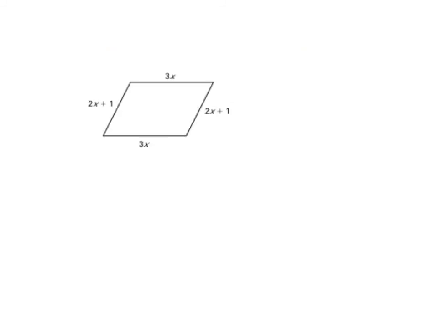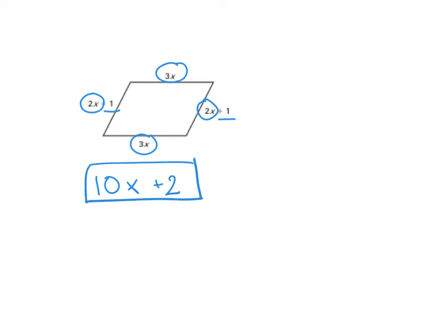All right, so for our next example, we're going to find the perimeter of this parallelogram. So we're going to combine our x's with our x's and our numbers with the numbers. We're going to add together all of our x's, because remember when you find the perimeter, you're adding up all the sides. So I'll have 10x plus 2. That's been simplified as far as it can go.